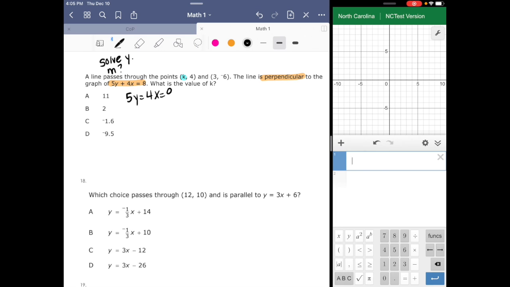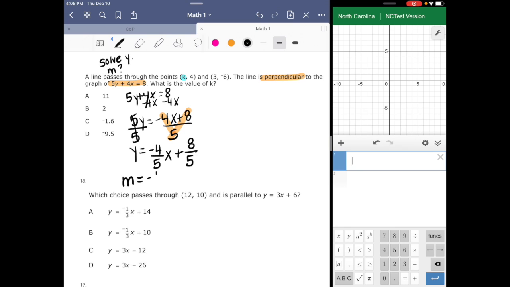So I have 5y plus 4x equals 8. So I'm going to subtract that 4x over. So 5y equals negative 4x plus 8. And I'm going to divide by 5. Now remember, when you simplify here, you're going to have to simplify both pieces. So y is going to equal negative 4 over 5x because those can't divide, and neither can the 8 and the 5, so plus 8 over 5.